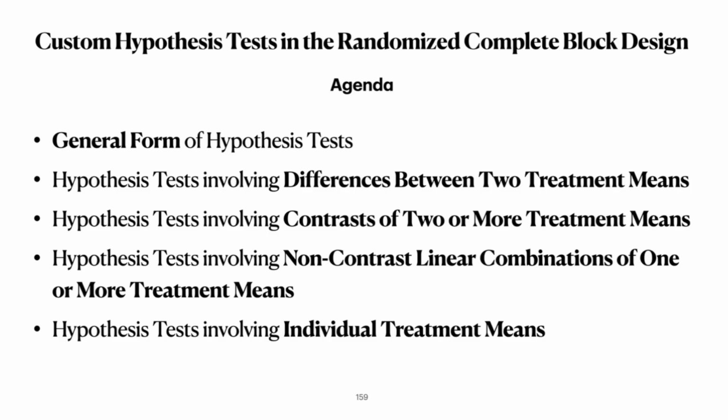We'll generalize that then to hypothesis tests involving contrasts of two or more treatment means. We'll generalize further to look at hypothesis tests involving non-contrast linear combinations of one or more treatment means. And then we'll look at a special case of that involving hypothesis tests for individual treatment means.